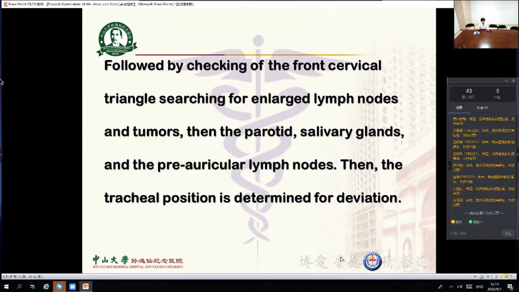We often use three fingers. Two fingers you put on the joint between the sternum and the clavicle, the ring finger and the index finger, and then you check with your middle finger to see if the trachea is in the middle position or if the trachea has any deviation to the left or to the right side. So this is the checking method for the tracheal position.